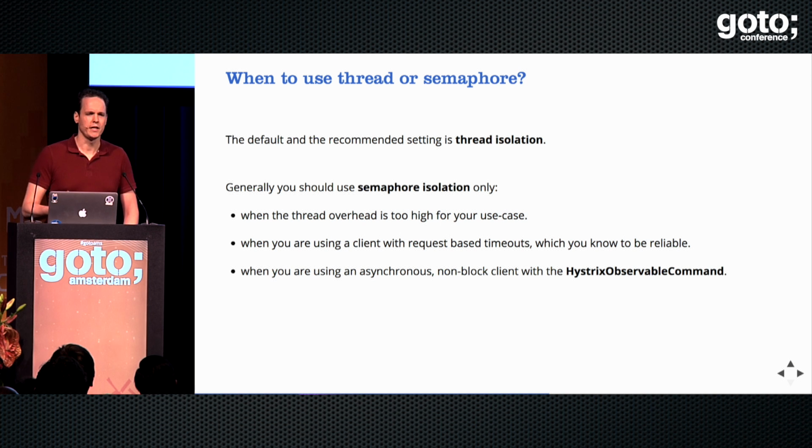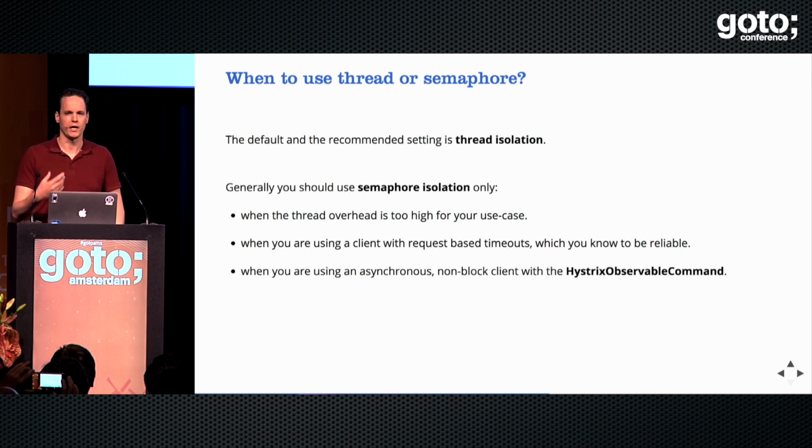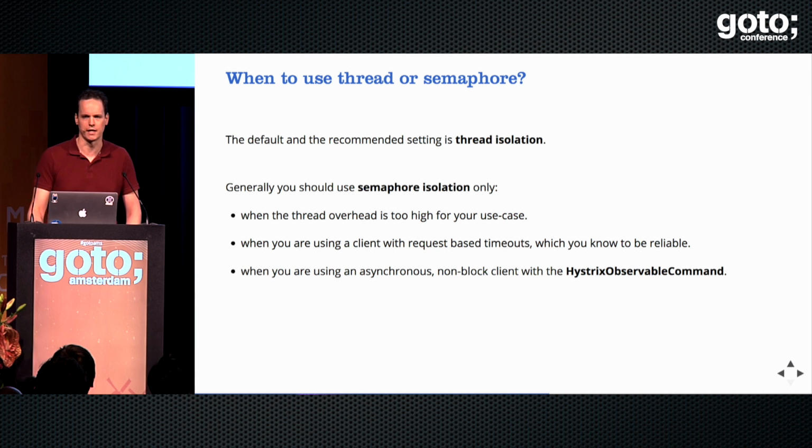So that's why, when you want a recommendation, I would recommend starting with thread isolation, except when the thread overhead is really too high, or you're using a client that you trust, and that you can do request-based timeouts on. And if you're in a more asynchronous, non-blocking environment and using the Hystrix observable command, then you're using the semaphore by default, because then mostly the client is doing the thread handling. That's fine.